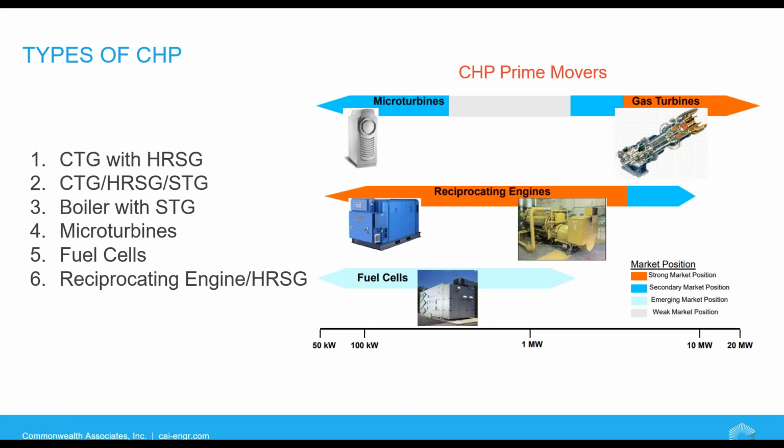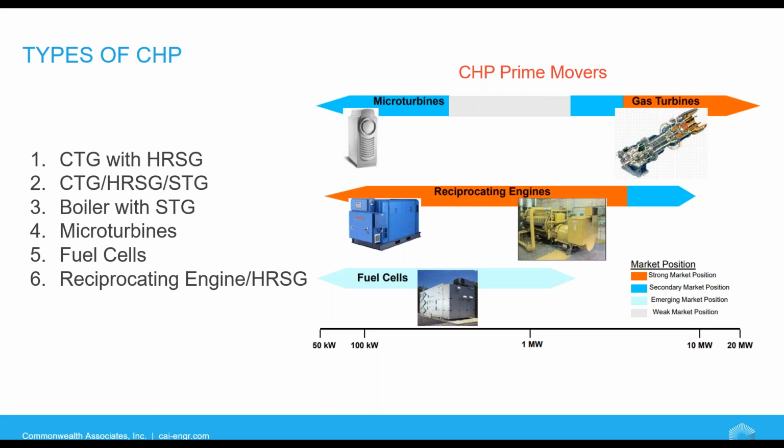Talk about types of CHPs. The first one is a CTG with a HRSG. What that means is that's a combustion turbine generator with a heat recovery steam generator. On the next slide, I'm actually going to go through some flow diagrams and some pictures that might better explain the process here. But essentially what happens is the CTG, the combustion turbine generator, will run, and the HRSG captures the CTG exhaust and uses the exhaust to heat water.